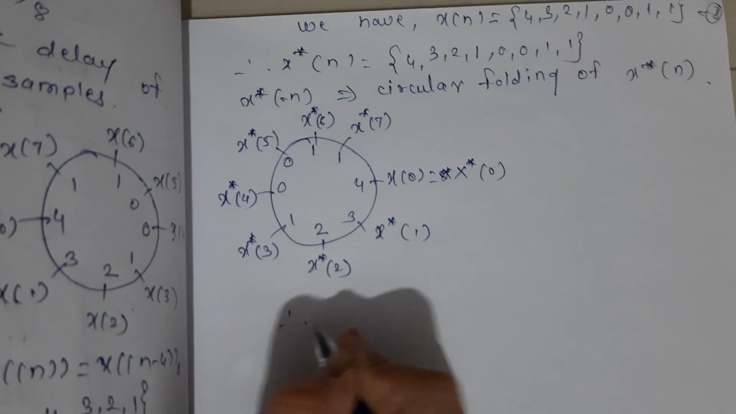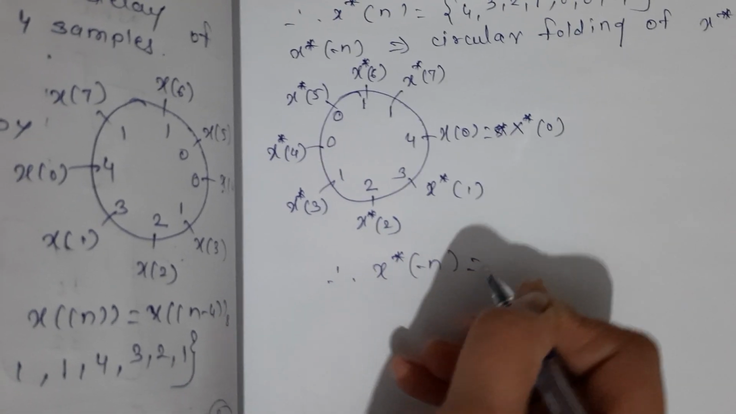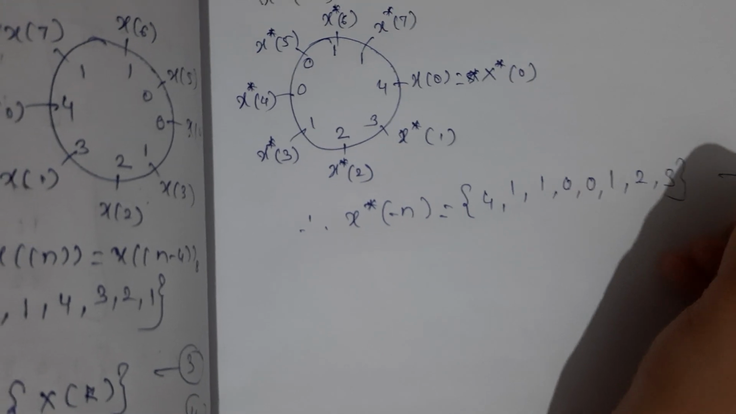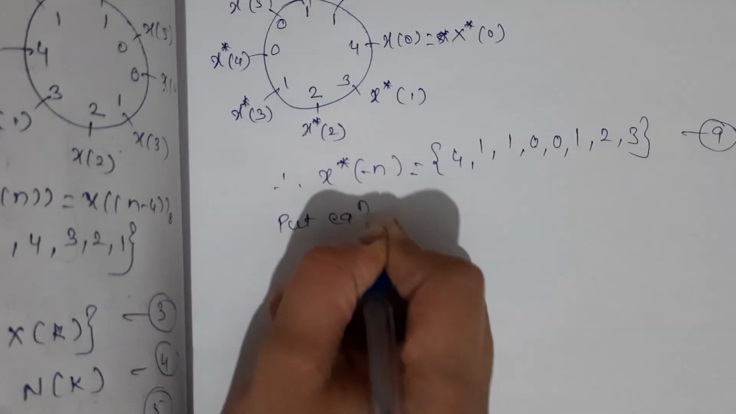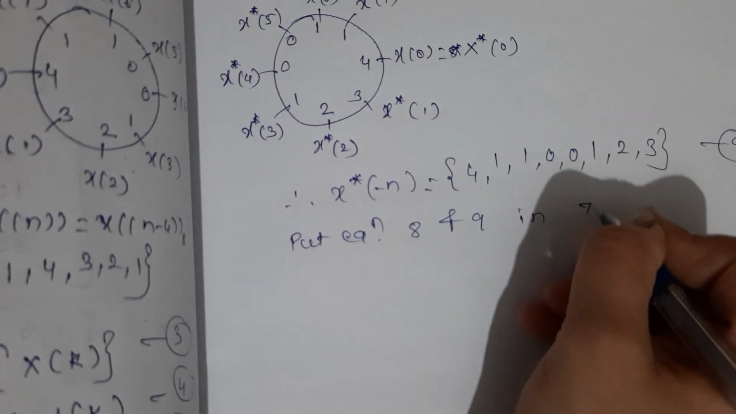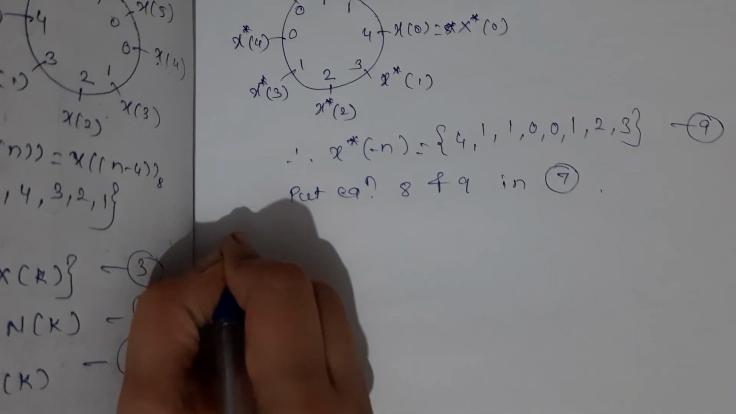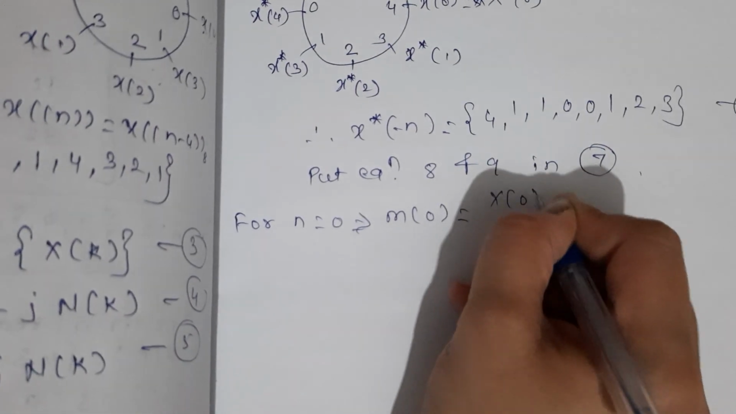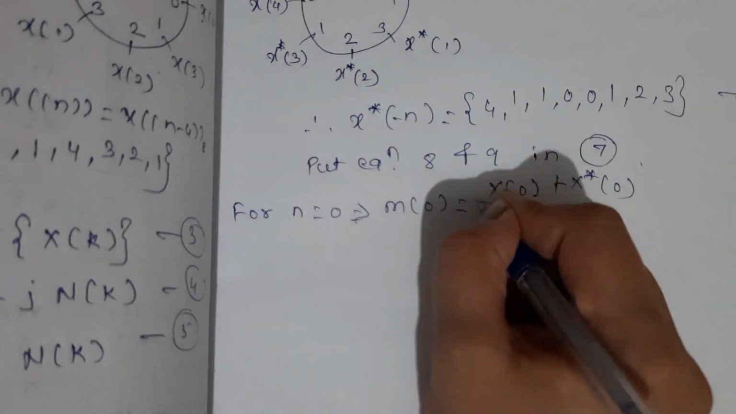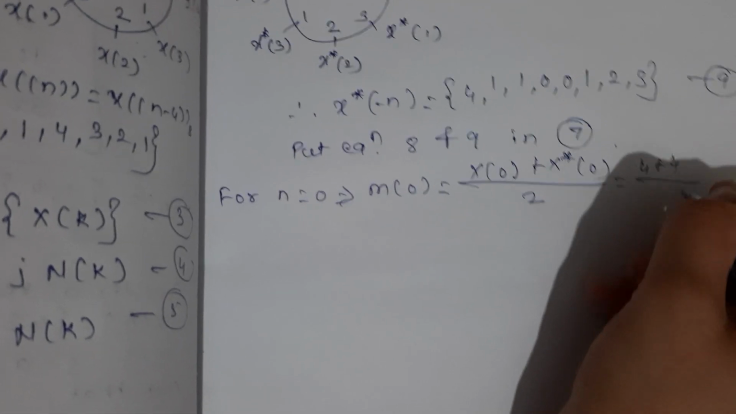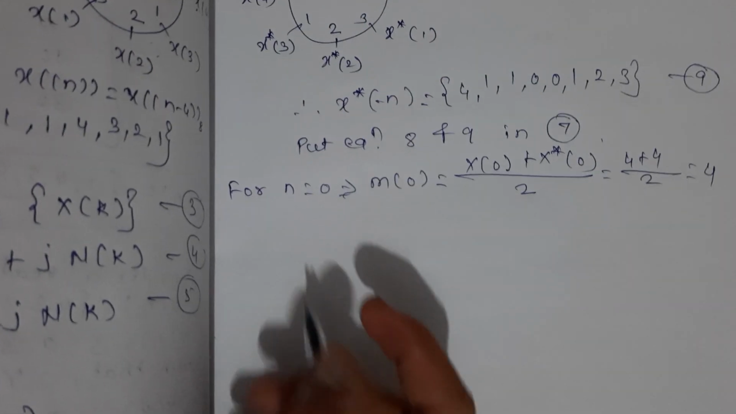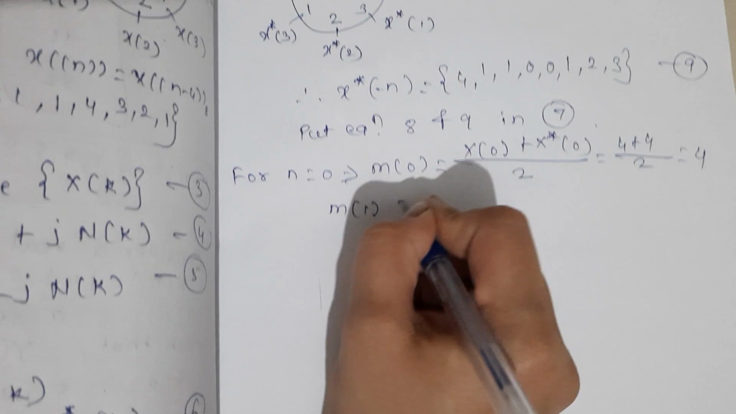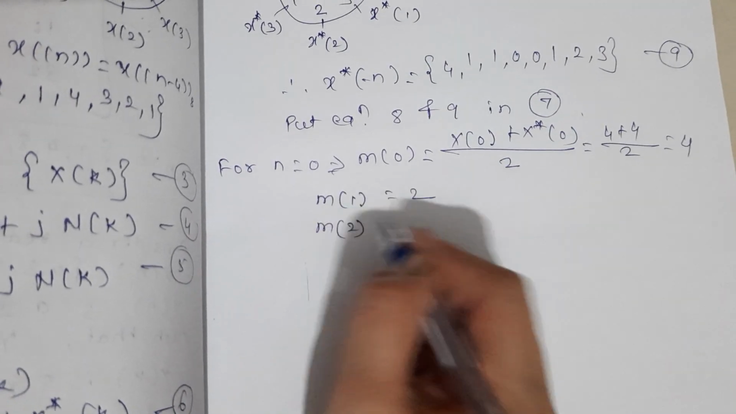Now we can write x of minus n, it is 4 1 1 0 0 1 2 3. Now put equations 8 and 9 in 7. So we can find the sequence M of n. Now for n is equal to 0, M of 0 is x of 0 plus x of minus 0 divided by 2. So 4 plus 4 divided by 2, it is 4. So in this way we find all the values for n equal to 1, 2, 3, up to 7. So here we directly write M of 1 is equal to 2. We have to solve this and then find out these values.